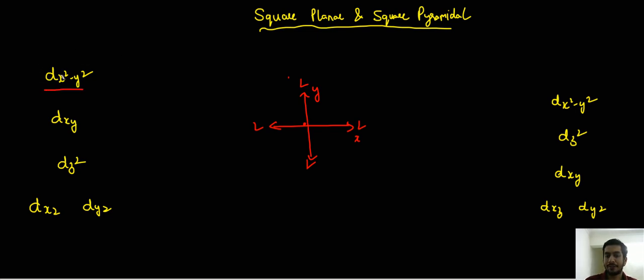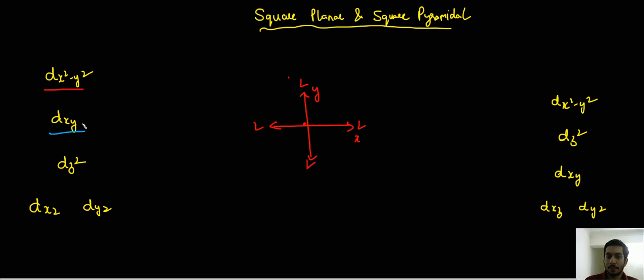So dx square y square will have the highest energy because the ligands are lying directly on that orbital, right? Because dx square y square are basically on the axis itself, and the ligands are lying directly on the axis, right? Then it will be followed up by dxy. So even though your dxy is along the interplanar axis, it will not have a direct repulsion, but it will have some repulsion, right, because of that. So that is why your dxy will be the next in line, the second highest in energy.